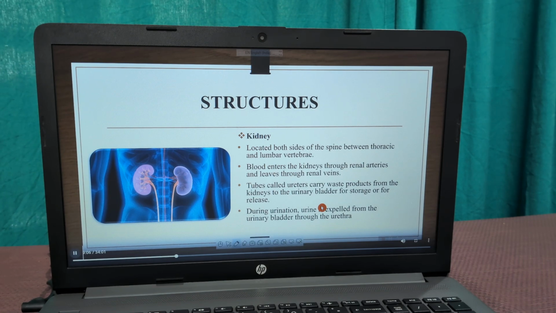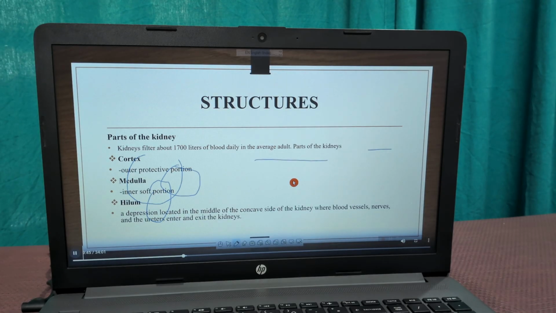Now talking about kidneys. Kidneys are located on both sides of the spine between the thoracic and the lumbar vertebra. Here you can see the location of the kidney. Blood enters the kidney through the renal arteries and leaves through the renal veins. Tubes called ureters are attached to the kidney. These ureters carry waste products from the kidneys to the urinary bladder, which stores the urine. Then the urine is expelled out of the urinary bladder with the help of the urethra.